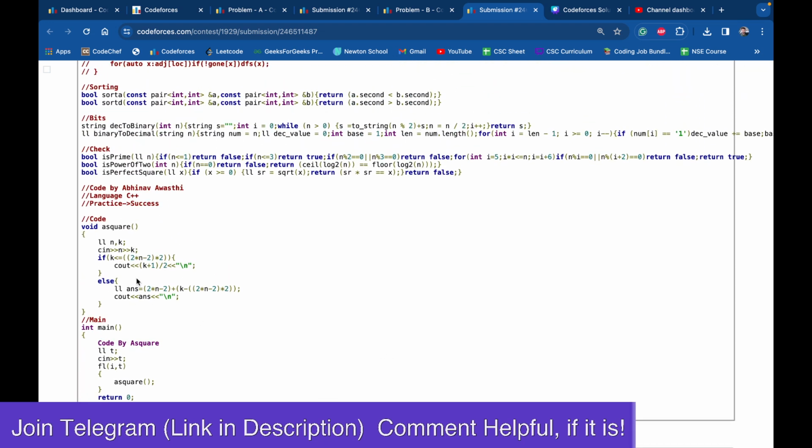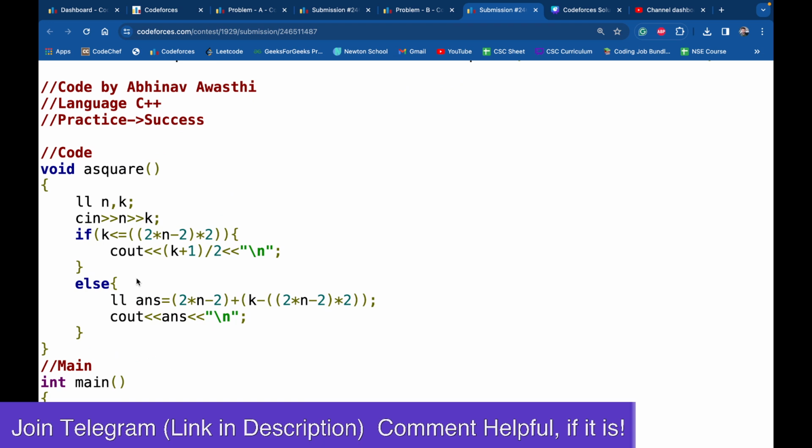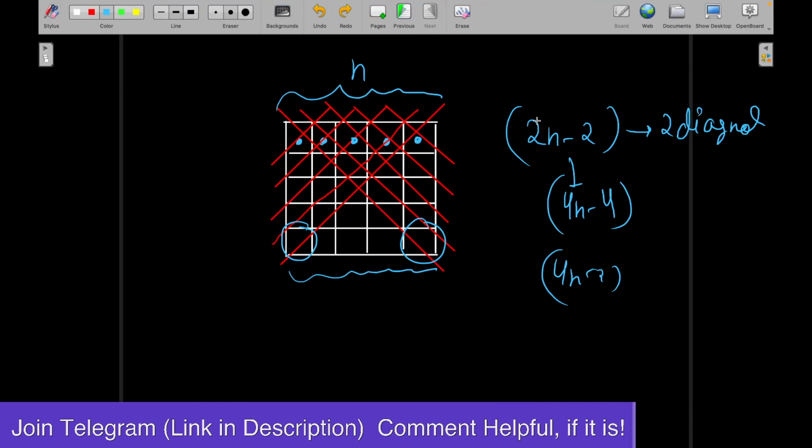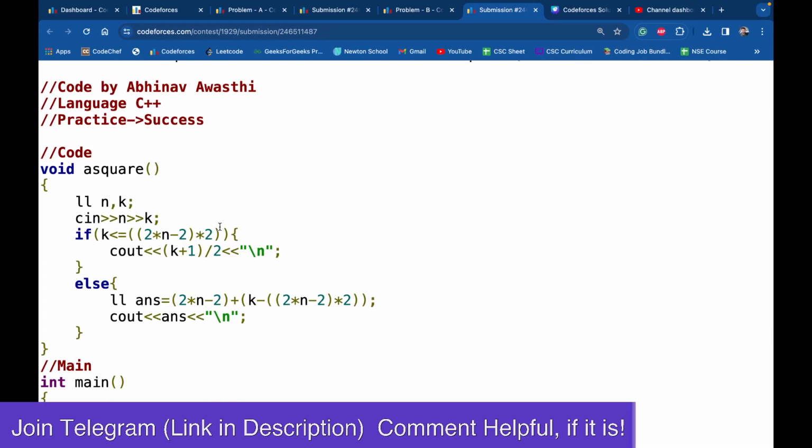And you can see we did the same thing. See, if this k is less than (2n minus 2) into 2, what does it mean? It means your k is less than this. So you can produce or handle 2 diagonals from each of these 2n minus 2 dots, as we discussed. These 2n minus 2 dots from the first row and last row can handle 2 diagonals each. So if k is less than or equal to this, then we can take (k plus 1) divided by 2.